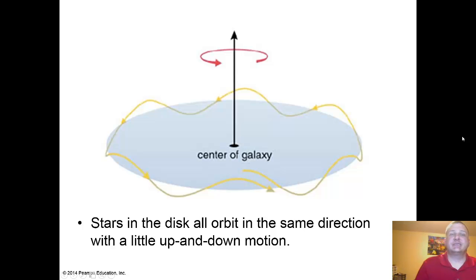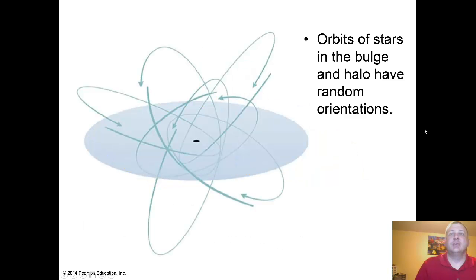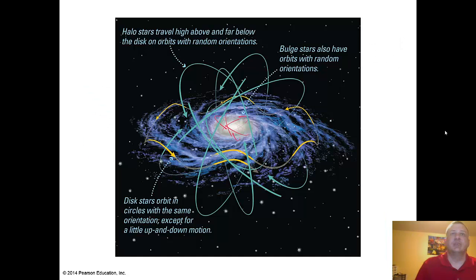So the stars in the disk of the galaxy all orbit in the same direction with a little up and down motion to it. Whereas the orbits of the stars in the bulge and the halo have just random orientations. So to summarize, the halo stars travel above and far below the disk in orbits with random orientations. So do the bulge stars, they're random, but the disk stars orbit in circles with the same orientation except for just a little bit of up and down motion to them.